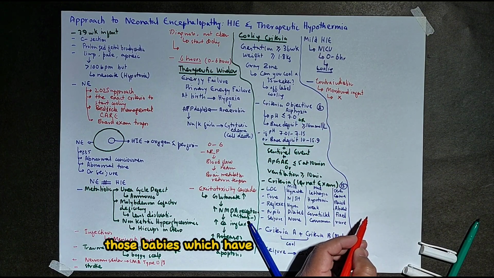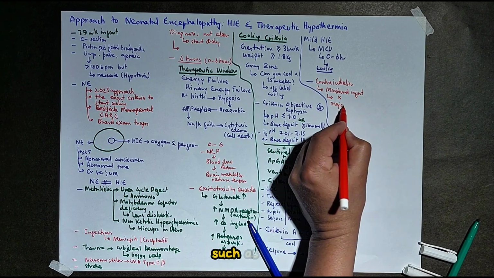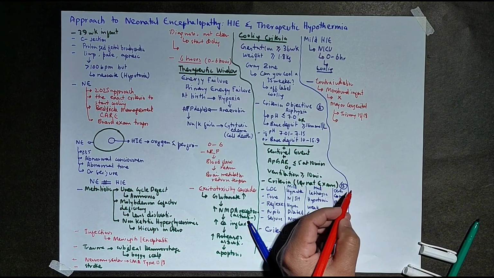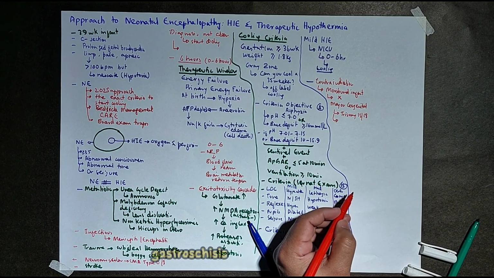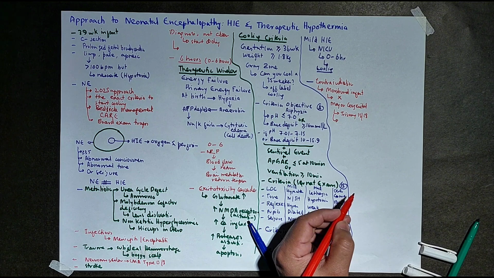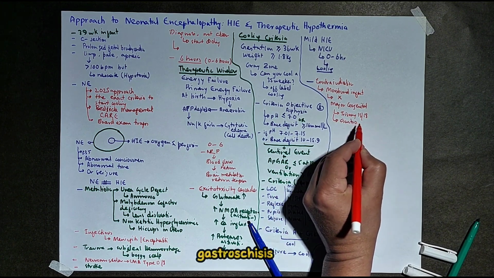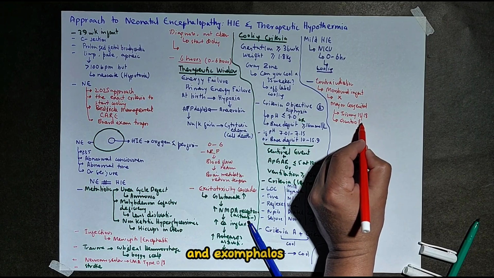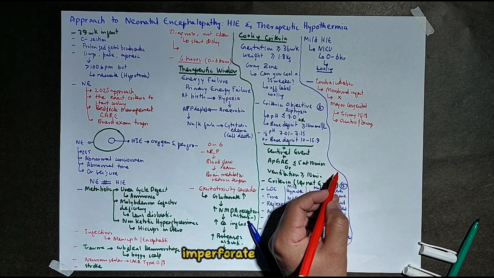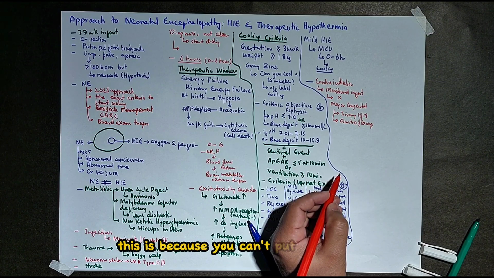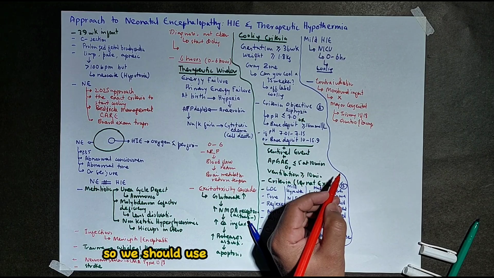Those babies which have major congenital anomalies such as trisomy 13 or 18, having gastroschisis or exomphalos. This is a relative contraindication because cooling reduces gut perfusion, which can lead to bowel ischemia. So, gastroschisis and exomphalos, imperforate anus. This is because you can't put a rectal probe. So, we should use an esophageal probe here.